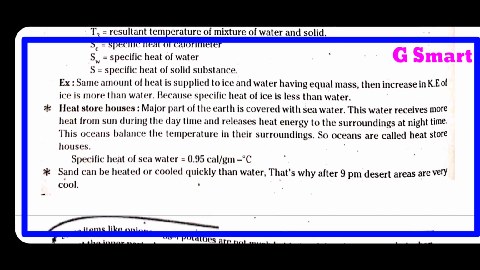Example: the same amount of heat is supplied to ice and water having equal mass. Then the increase in kinetic energy of ice is more than water because the specific heat of ice is less than that of water.